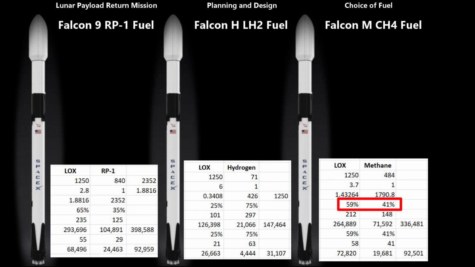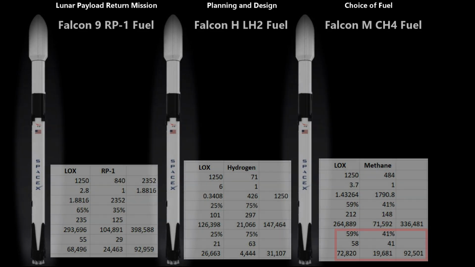Putting in the same volumes we use for the tanks gives us a hydrogen-fueled first stage with a propellant mass of less than 148 metric tons, and the second stage propellant mass would be a little more than 31 metric tons. The methane rocket would come out to 336.5 metric tons of propellant for the first stage, and 92.5 metric tons for the second stage.